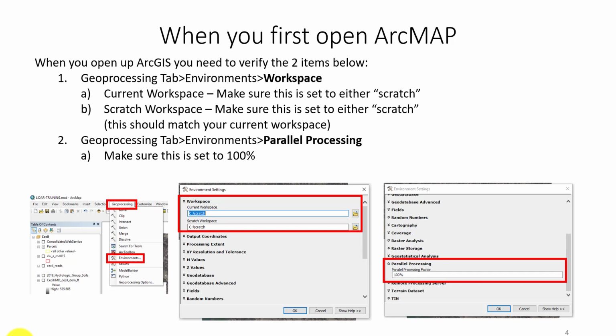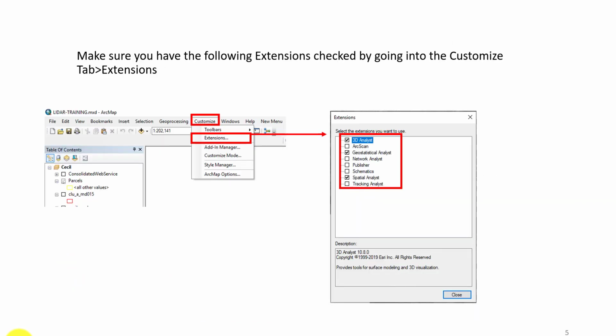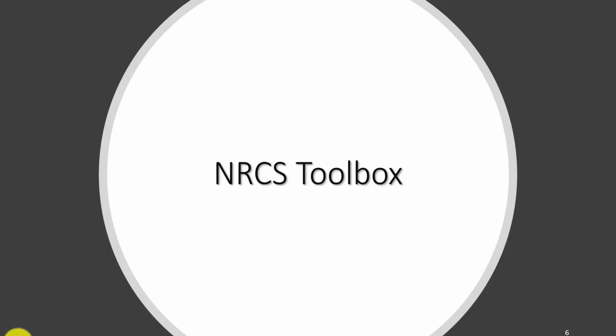And also the second step under the environmental settings, you want to set the parallel processing and make sure that is set to 100%. And then the next step, you want to make sure your extensions are selected that we borrowed. So if you go into the Customize tab up top, under Extensions, make sure 3D Analyst and Spatial Analyst are selected, and then go ahead and click Close. Next step, we're going to go over the NRCS toolbox.